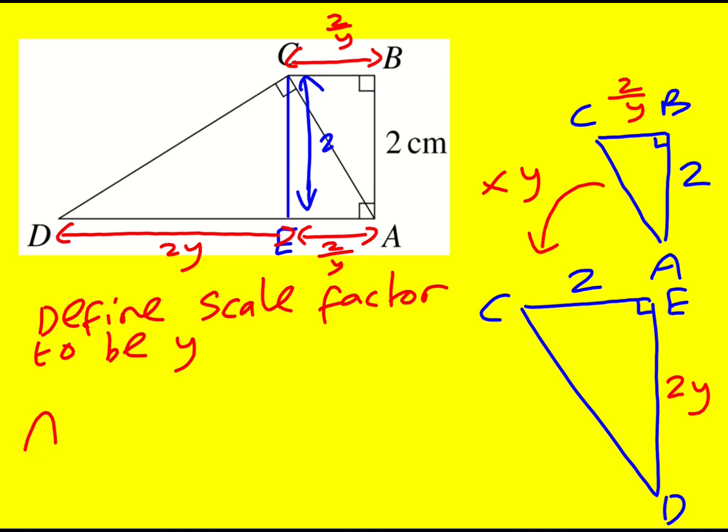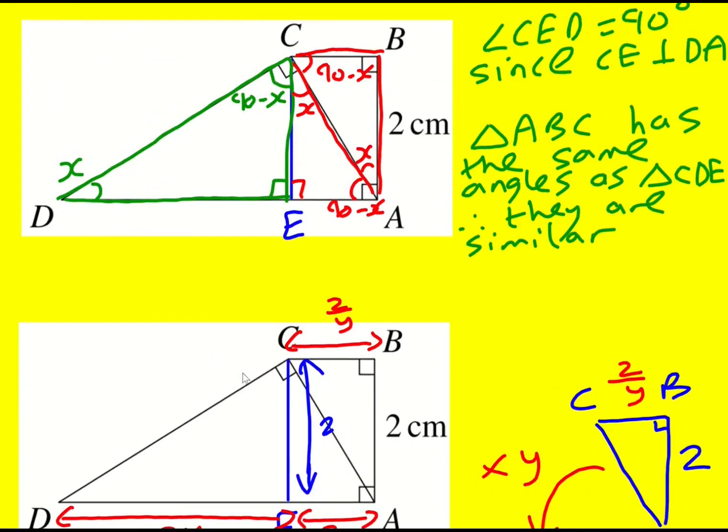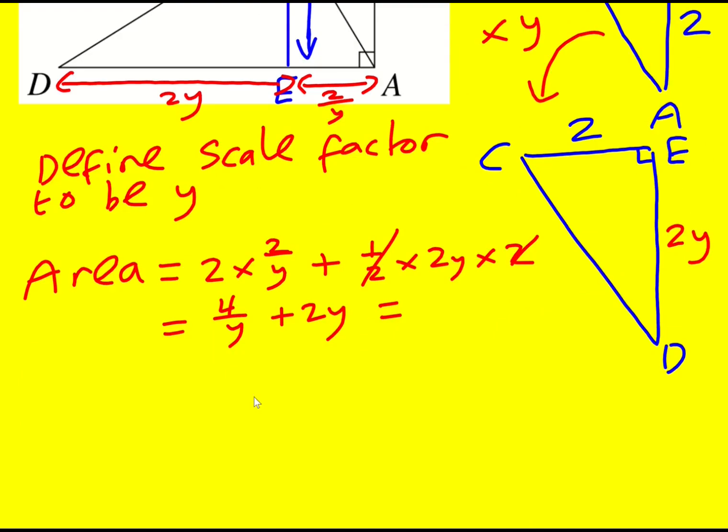And area is going to equal, I can just find the area of this rectangle, which is going to be 2 times 2 over y, and then I can find the area of this triangle, which is going to be a half base times height, so a half times 2y times 2. The half and the 2 cancel, and we're going to get 4 over y plus 2y. And don't forget, we were told in the question that the area was equal to 6.